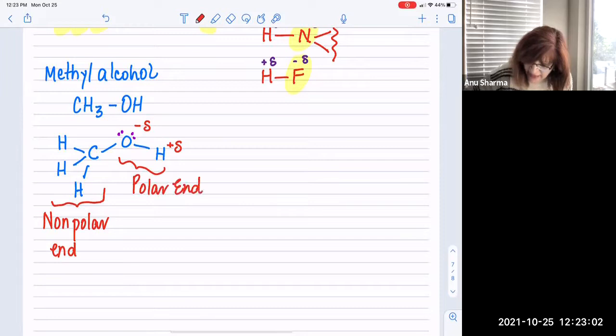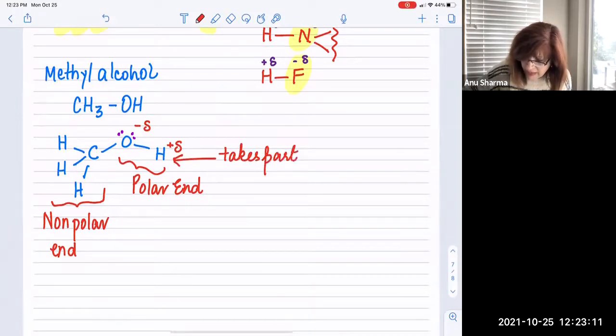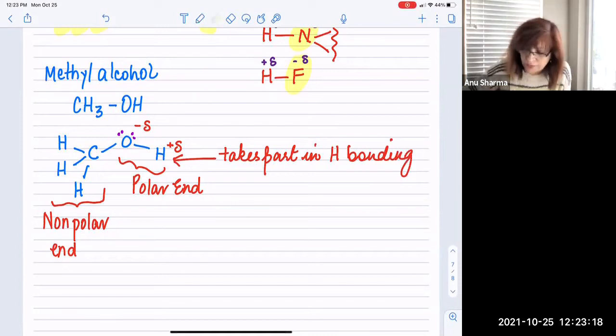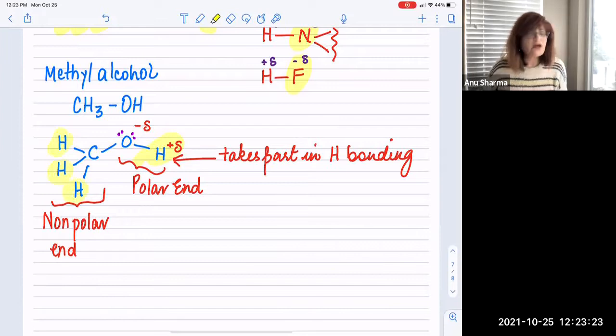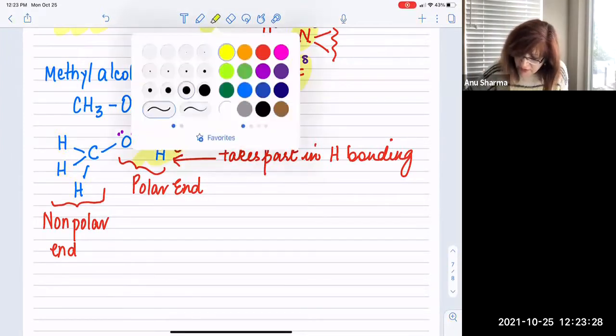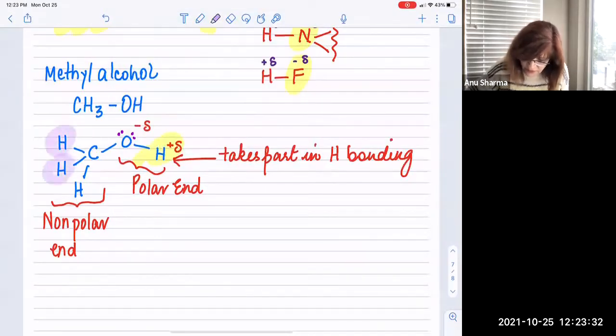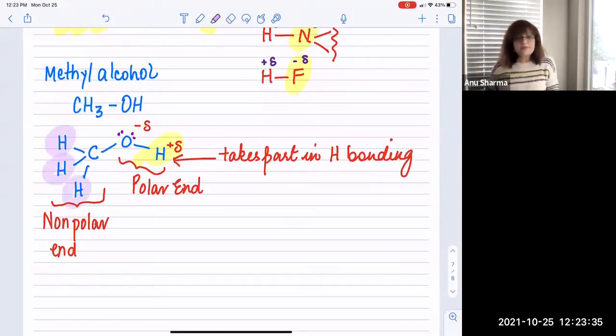And in that polar end there's the hydrogen. This hydrogen is the one that takes part in hydrogen bonding, not the other hydrogens. So pay attention to that. These three will not. Actually, I should put that in a different color. So these are not available for hydrogen bonding: this, this, and this.